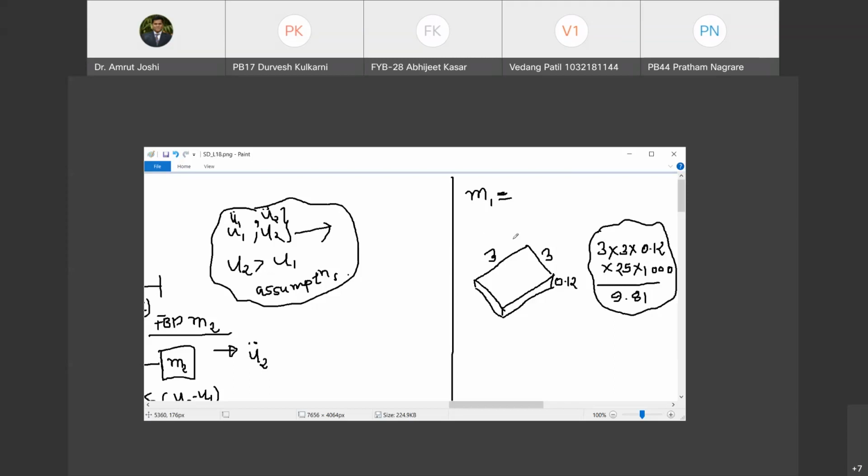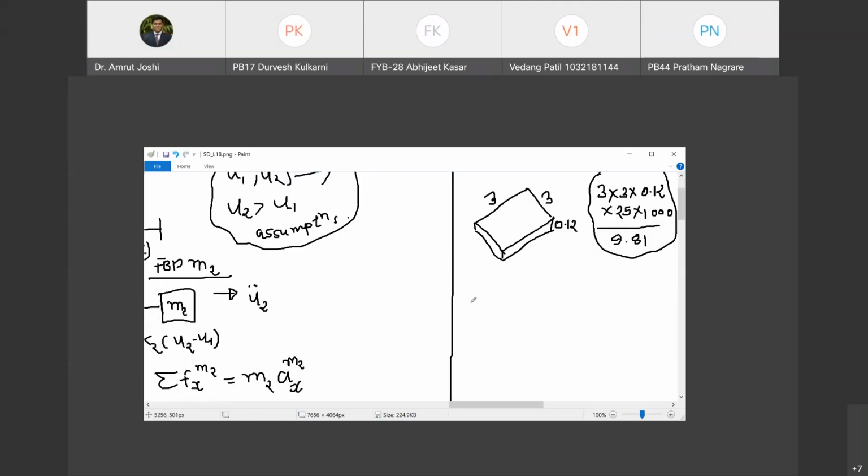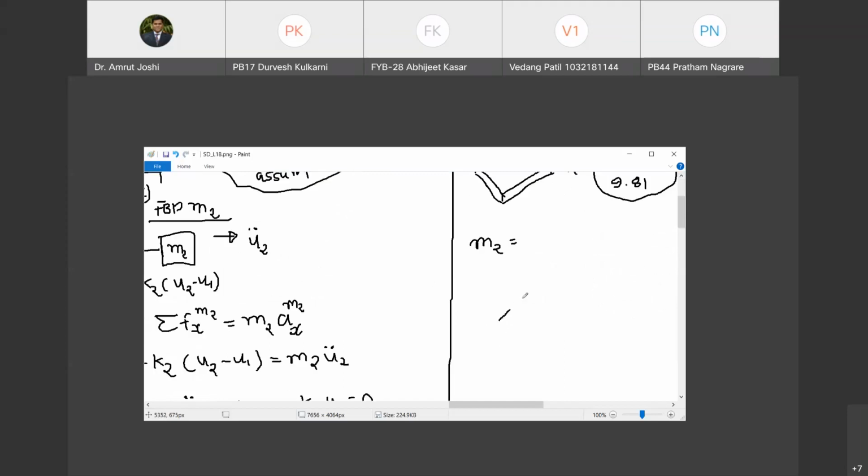So we will take it as 2750 kg. Okay. Happy? Yes. Now let us calculate M2. As this is the roof slab, we may have a slab with smaller thickness than 120. So let us say this is a 100 mm thick slab. Are you with me?